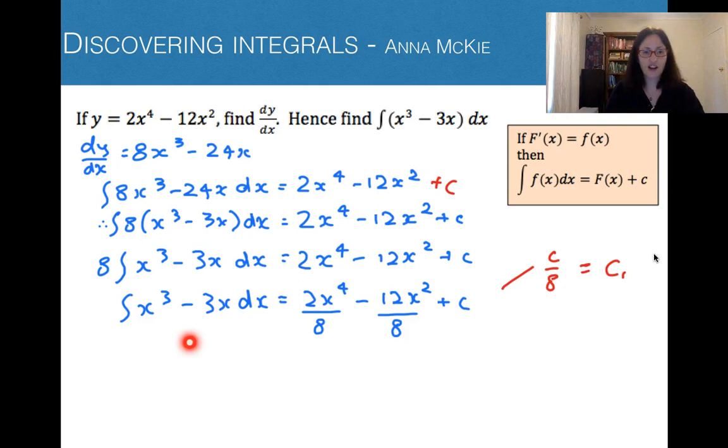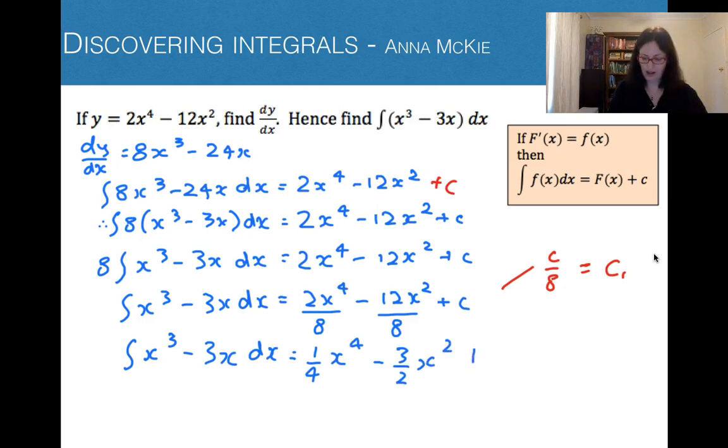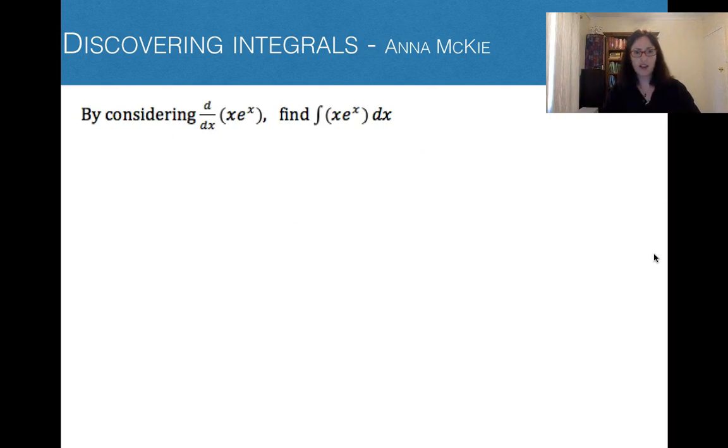So finishing off our question here, we're going to simplify the right hand side. So the integral of x cubed, take 3x dx is equal to 1/4 x to the power of 4, take away 3 on 2, x squared plus c. So that's the end of that question. And we're going to do one more here.